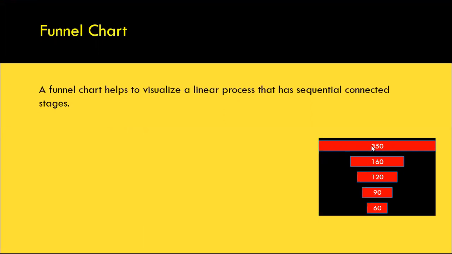The top section of the funnel chart displays the wider area, which often decreases as it moves forward into the channel. This funnel chart helps us to visualize the linear process that has sequential connected stages. Don't worry, I'll explain what this linear process with sequential connected stages is with some examples.